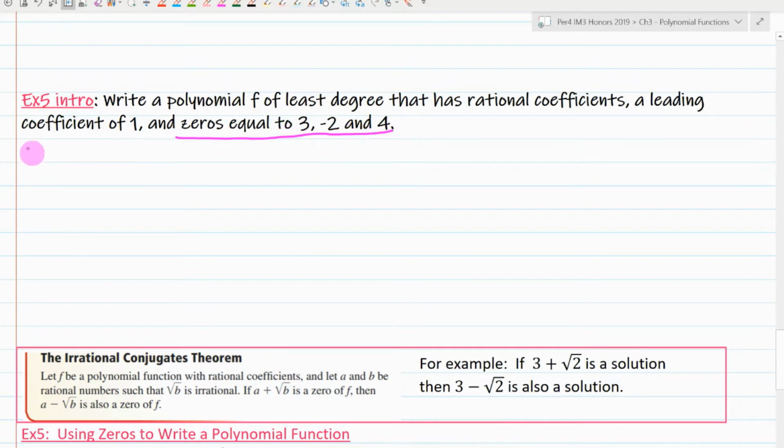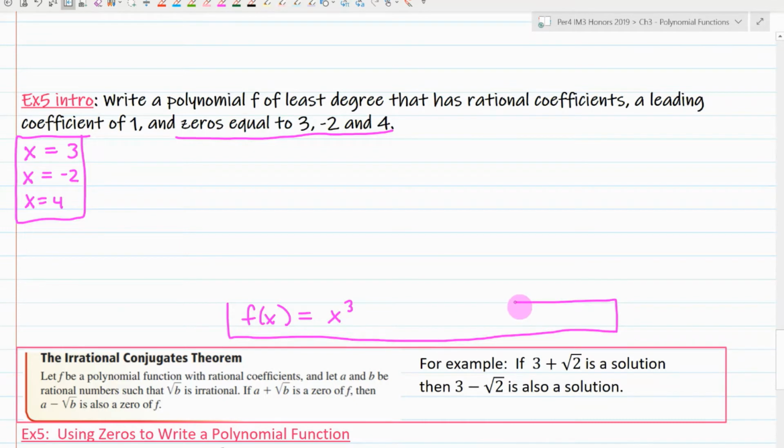So what this is saying is that they're giving us the answers. So they're telling us that the answers to the function are 3, -2, and 4, which means that the function is an x to the third function. And because it has a leading coefficient of 1, I know it's going to be x to the third and then some other stuff. Okay? That's going to be the function.